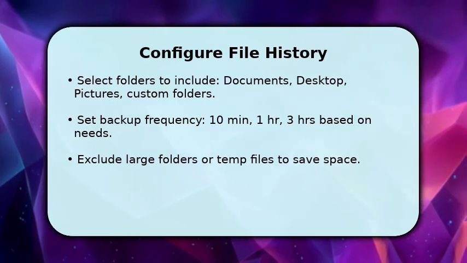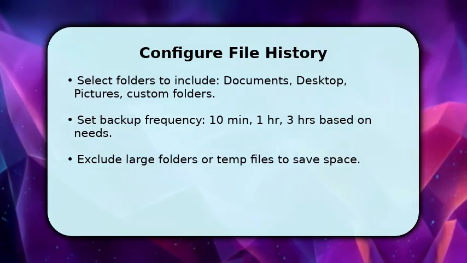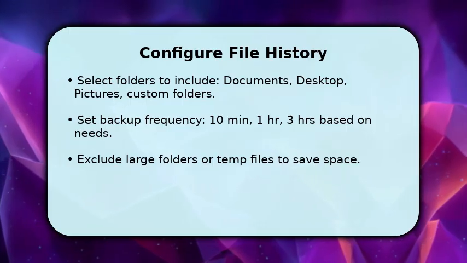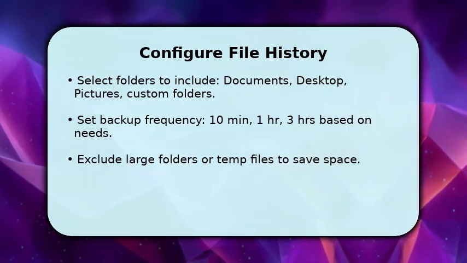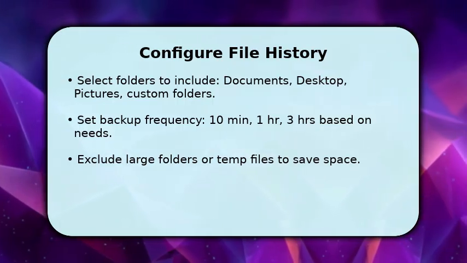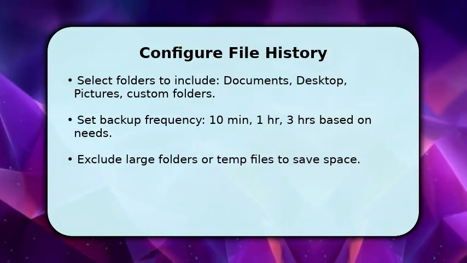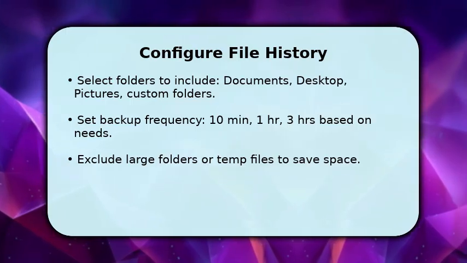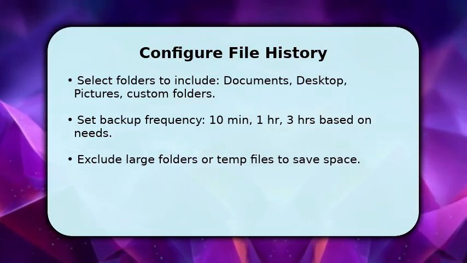Then set a backup frequency that matches how often you change files, 10 minutes for active work, 1 hour for typical use. Also set how long versions are kept. Make sure to exclude large media or temp folders so your drive doesn't fill up. This keeps backups reliable and fast over time.